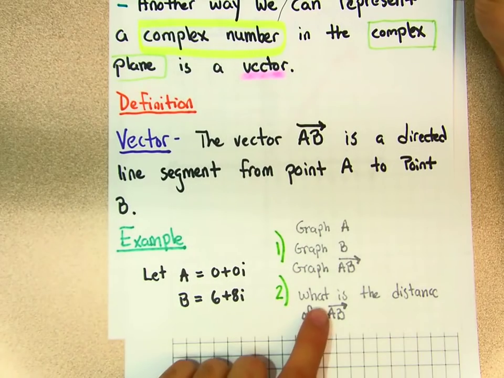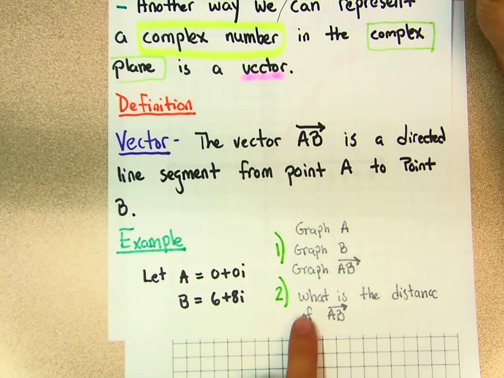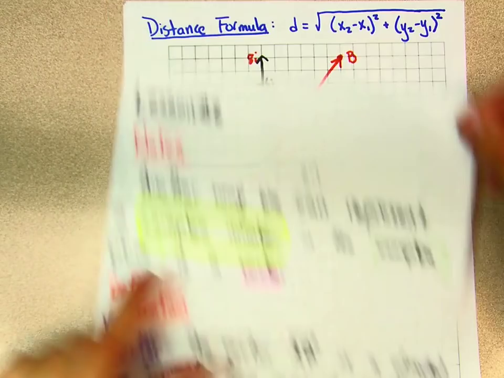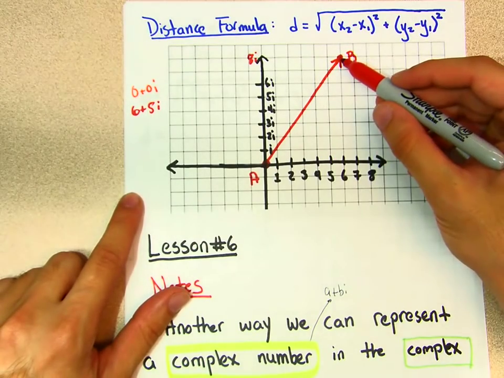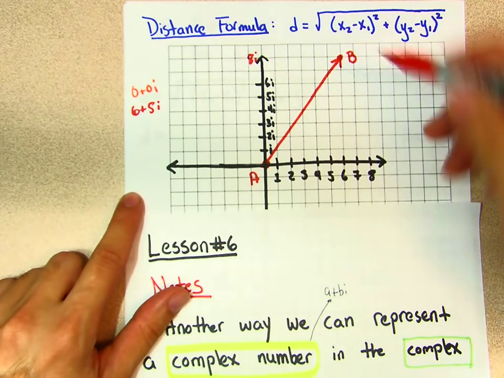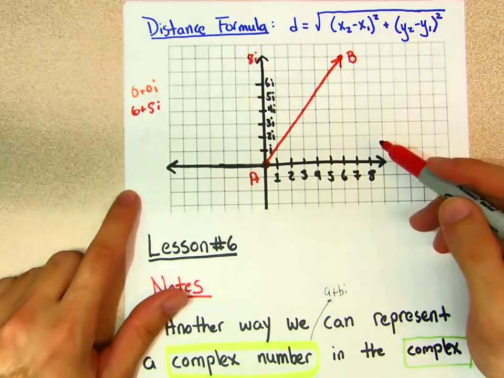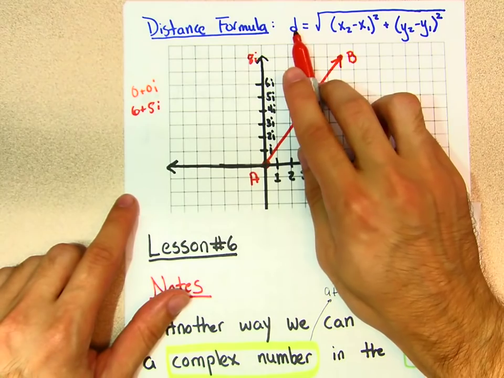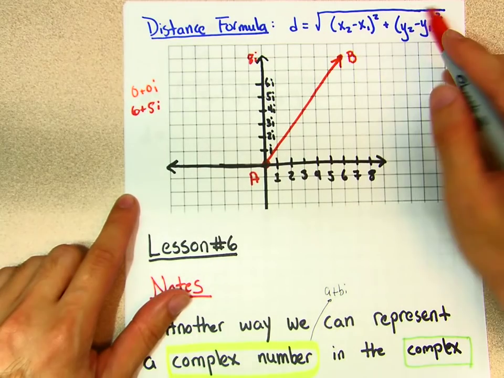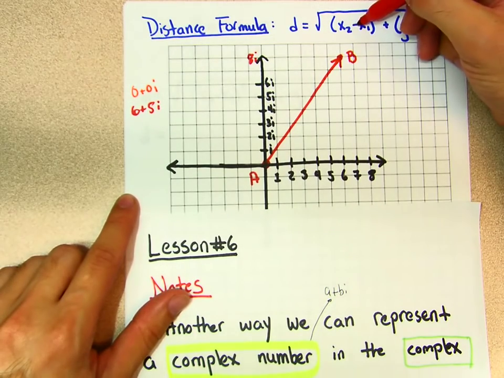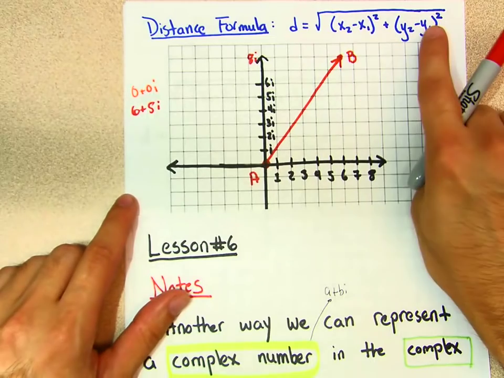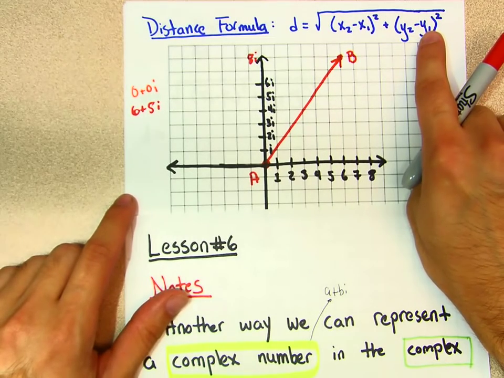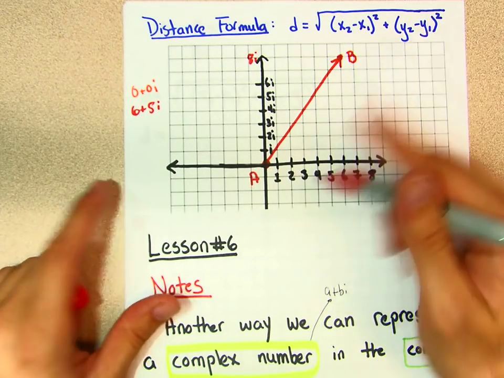Okay, that's all a vector is, right? So here for part 2, what is the distance of the vector AB? If I wanted to calculate the distance from here to here, there is a distance formula in math that allows us to do that. And it's right here. D is equal to the square root of (x sub 2 minus x sub 1) squared plus (y sub 2 minus y sub 1) squared. If you have seen this before, good. If you have never seen this before, don't freak out.